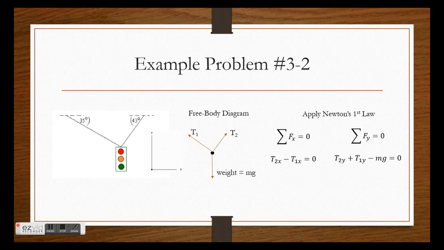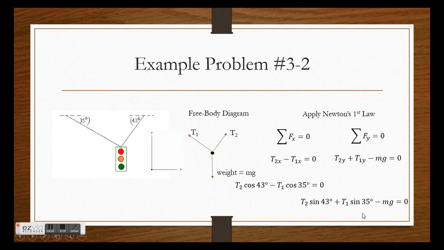Now, if I break up T1 and T2 into their components, it looks like T1x, if I draw this out, is going to be whatever T1 is times the cosine of 35 degrees. T2x is going to be whatever T2 is times the cosine of 43 degrees. And T2y is going to be T2 sine of 43, this side of that right triangle. And T1y is going to be T1 sine of 35, this side of that right triangle. It might help in this problem if you wanted to draw out those right triangles and actually identify what those forces are. So what I've ended up with now is two equations with ultimately two unknowns, T2 and T1.